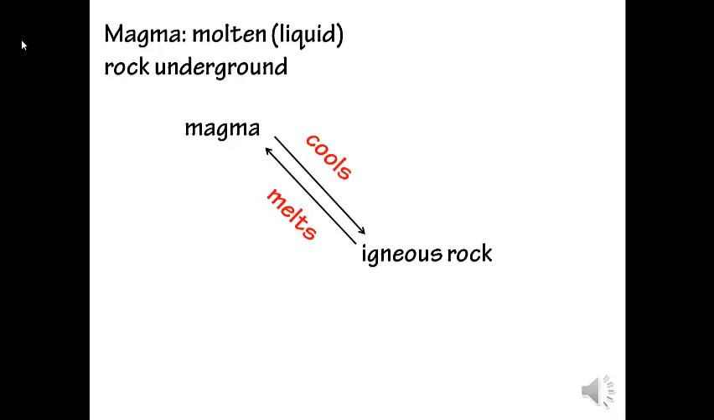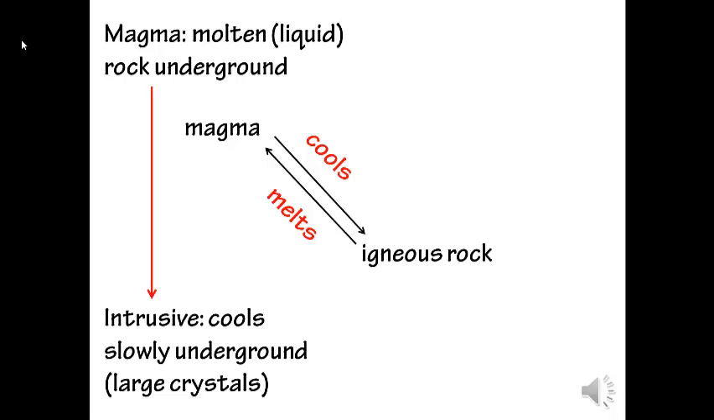Magma is molten or liquid rock that is found underground. When magma cools underground, it forms intrusive igneous rock. The magma cools very slowly underground because it's so hot. This allows time for very large crystals to form.